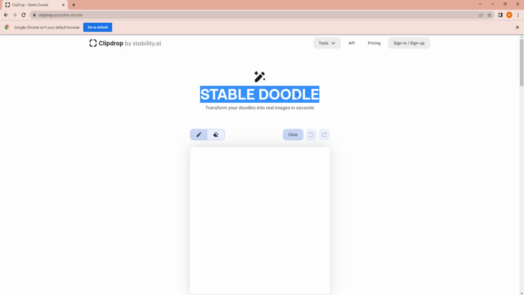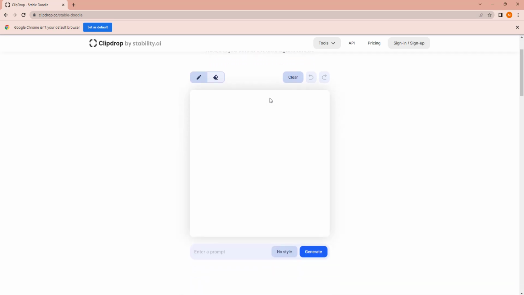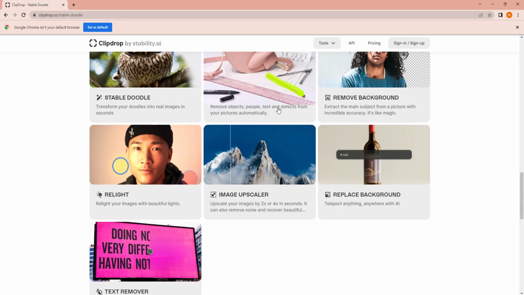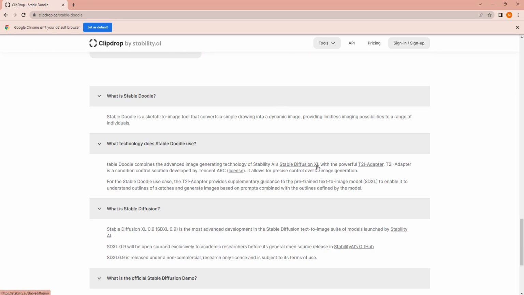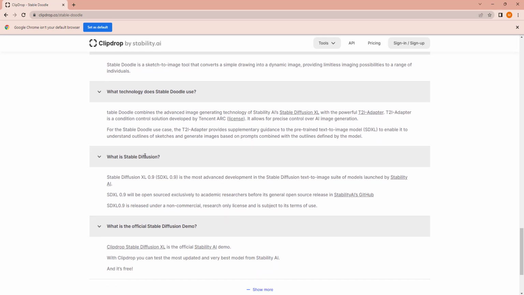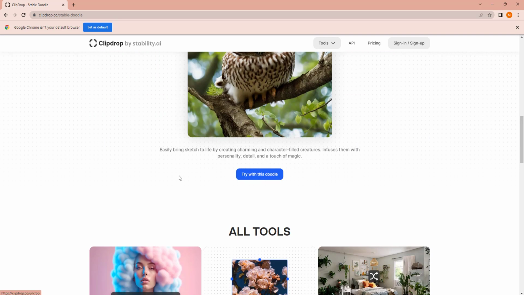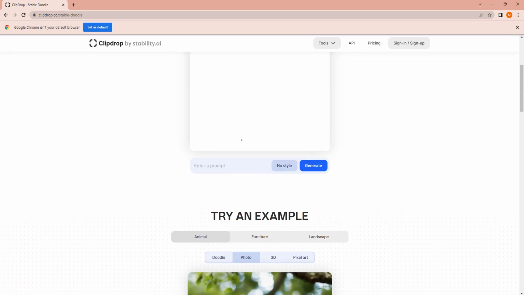So this video is about Stable Doodle. It's created with Stable Diffusion XL and also the T2 adapter. So they use the T2 adapter to train the AI for text to image models, which is pretty dope, right? Because look at the outputs that you're gonna get, right?